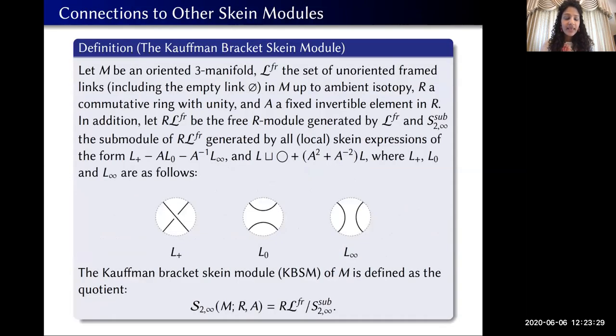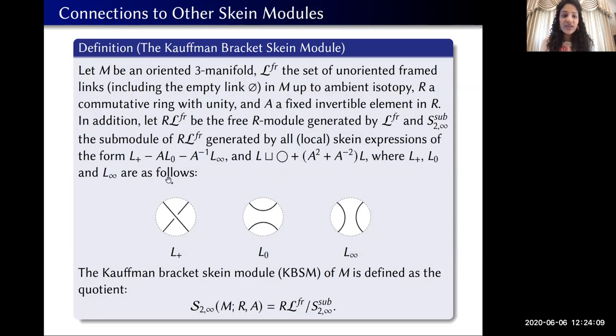Okay. Now we come to connections to other Skein modules. The first is the connection to the Kauffman bracket Skein module. So what is the Kauffman bracket Skein module? Well, you consider linear combinations of ambient isotopy classes of unoriented framed links in an oriented 3-manifold, modulo the Kauffman bracket expressions. This is the Kauffman bracket Skein relation, and this is the trivial component relation. So the Skein relation is L plus minus A L naught minus A inverse L infinity. And the trivial component relation is the usual one as we have.